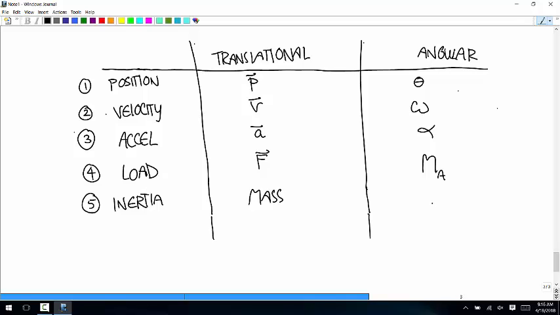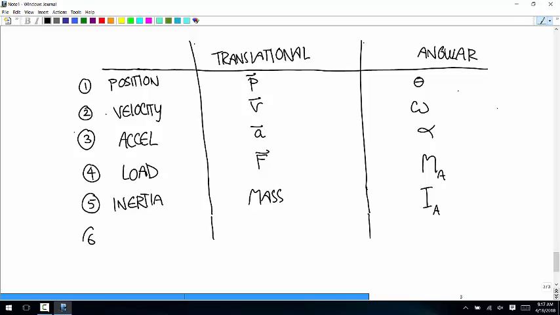And angular is I sub A. That's the mass moment of inertia. What that says is if you have a big mass moment of inertia, it's hard to get something rotating. If you have a small one, it's easy to get it rotating. So that's the example of it's hard to get a figure skater rotating if their arms are stretched out. It's easy if they're pulled in.